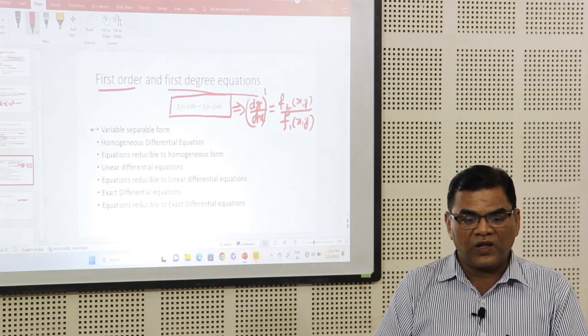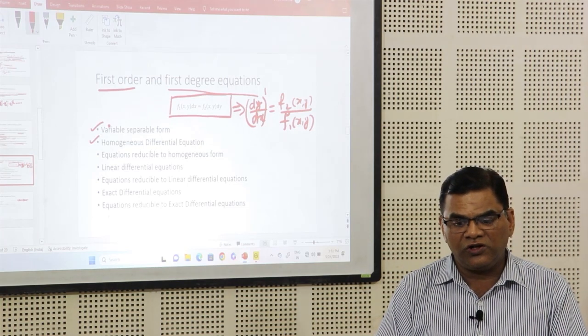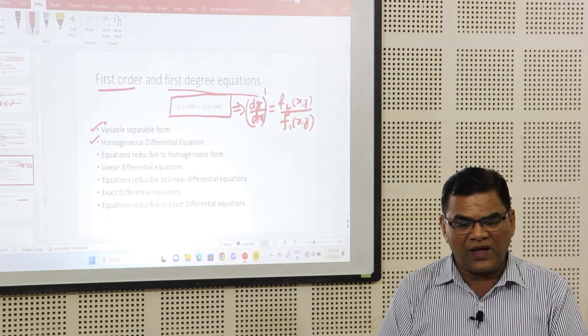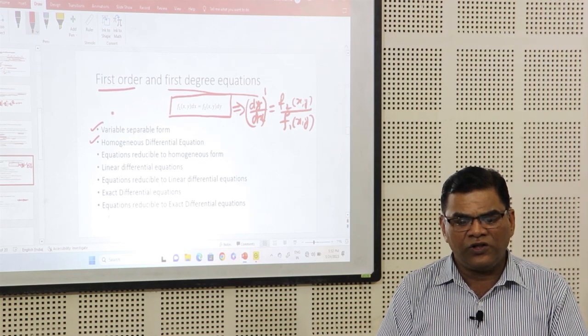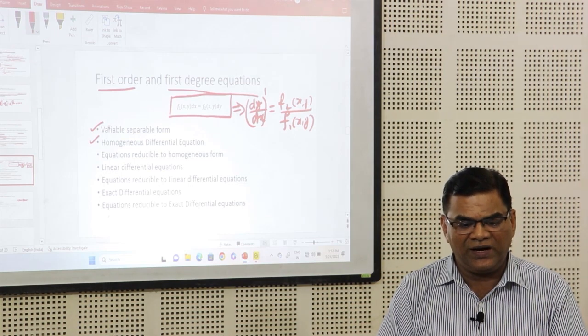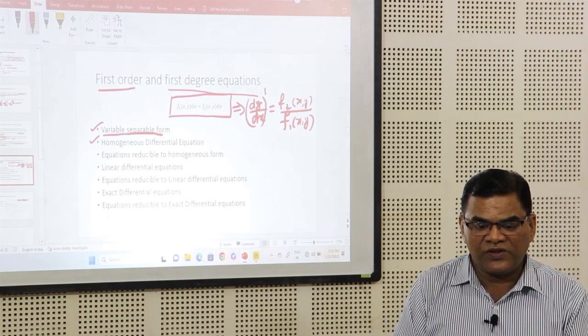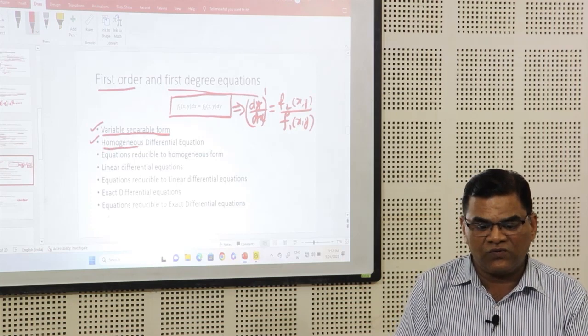Now, in this class we will discuss only two methods to solve these first order first degree equations. In the first, we can separate the dependent and independent variables on the two sides of the equality of the equation. That comes under variable separable problems, and the other kind is the homogeneous differential equation.